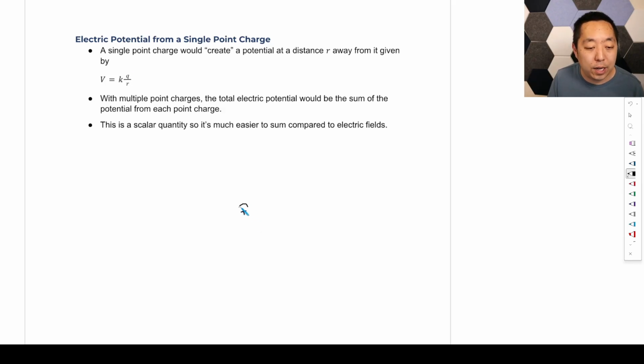So let's say I had a positive charge. It's called q. It doesn't have to be a positive charge, but let's just say I have a positive charge here. And let's place a q test at a distance r away.